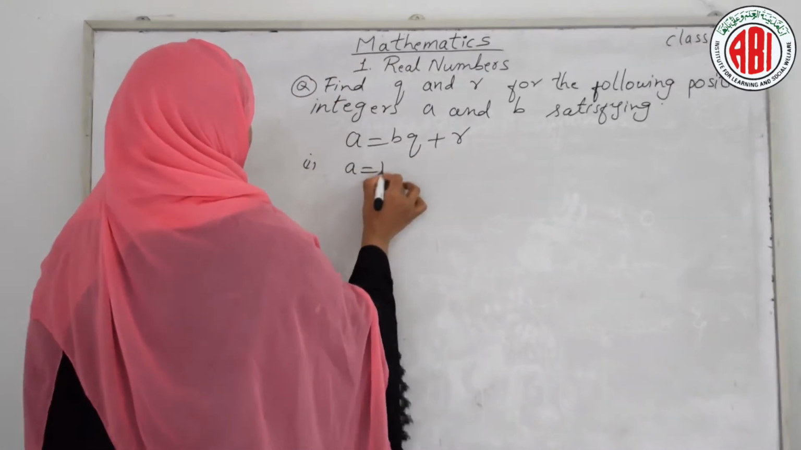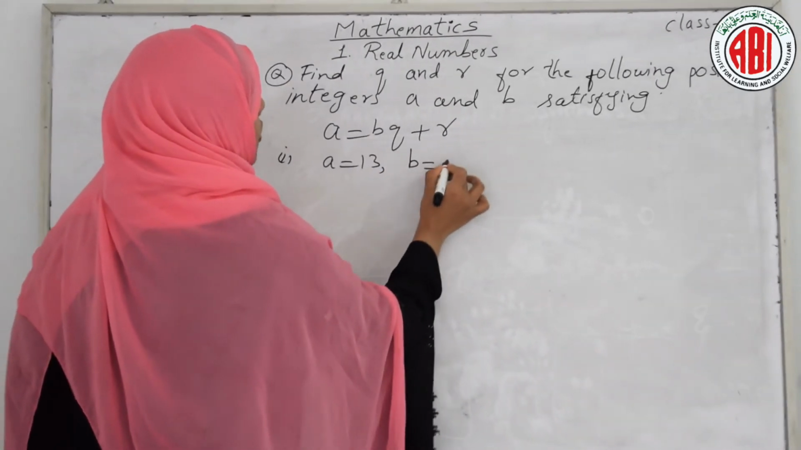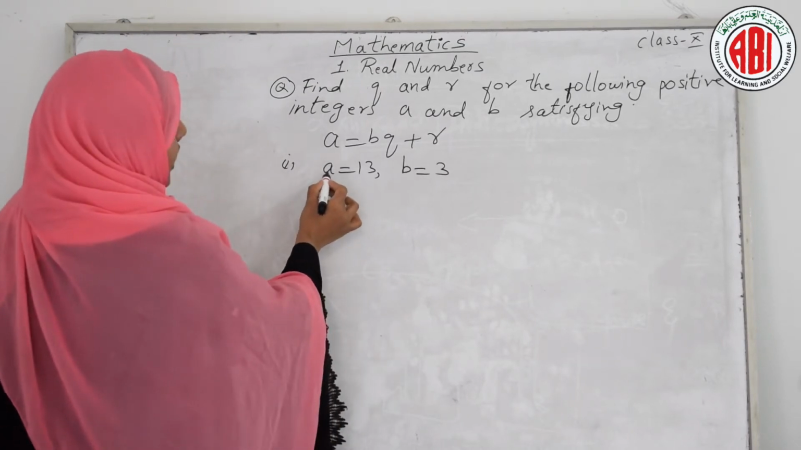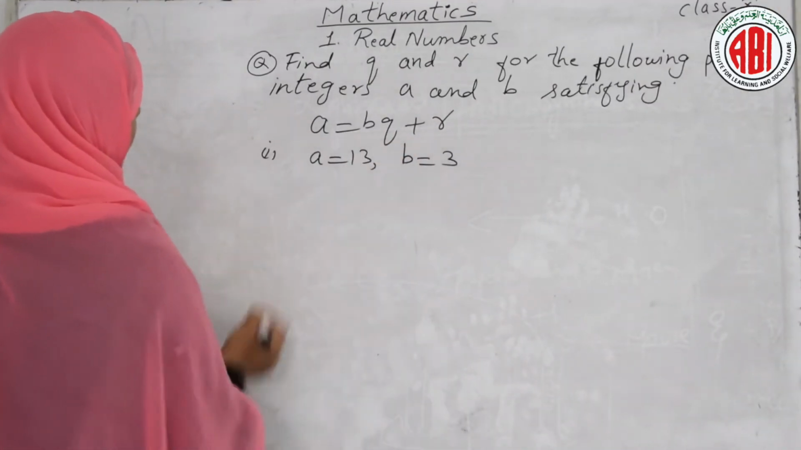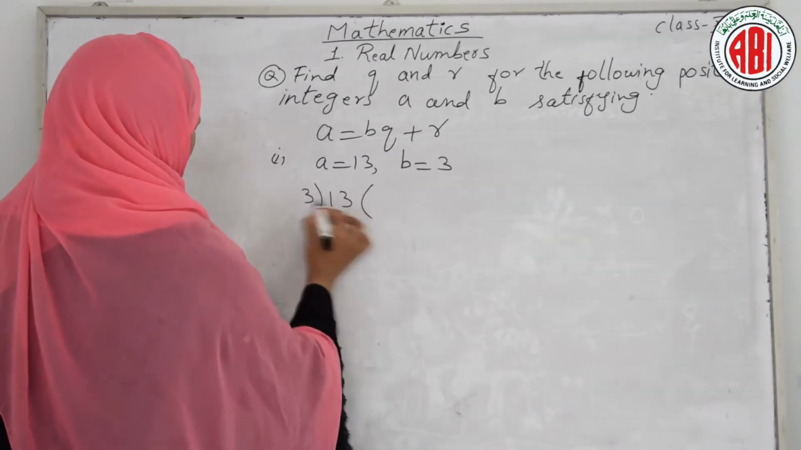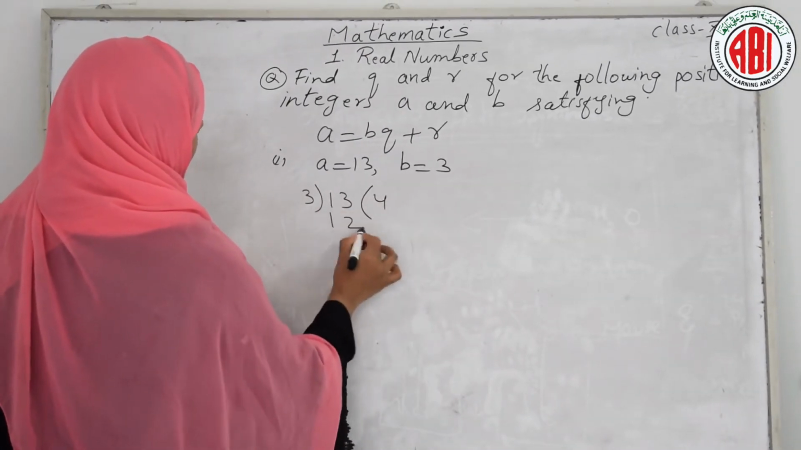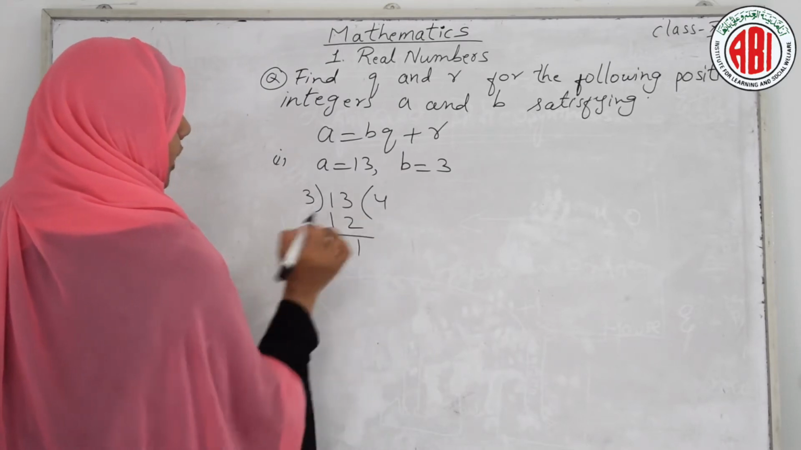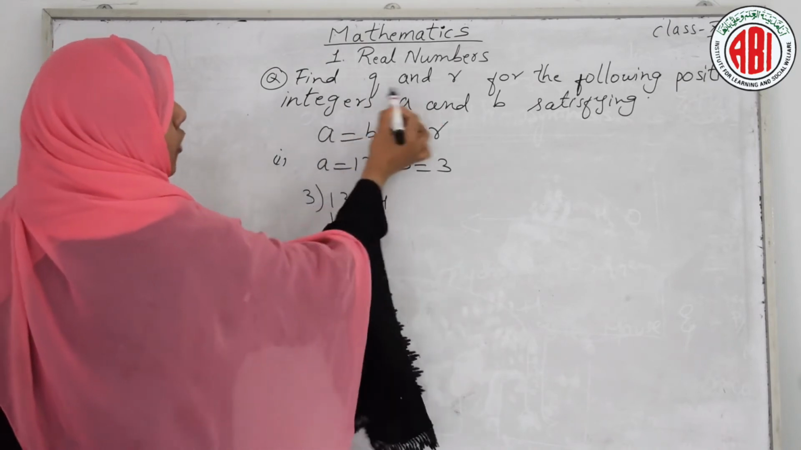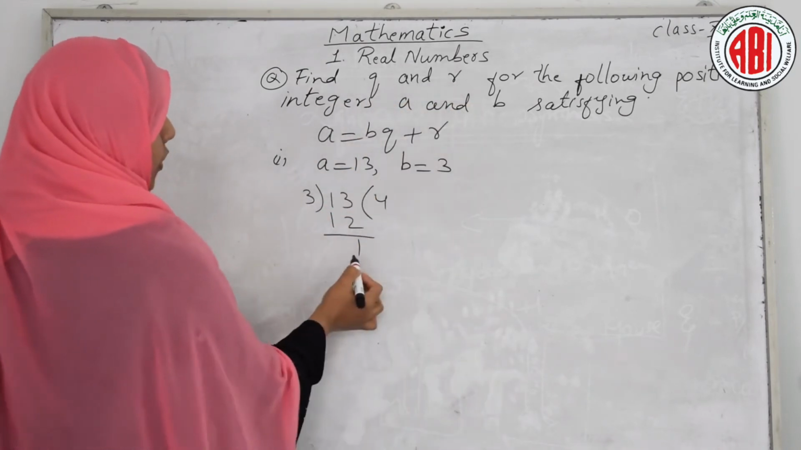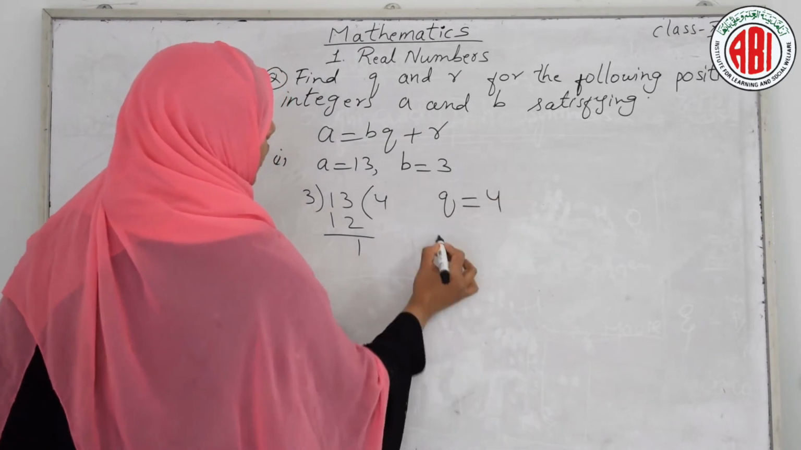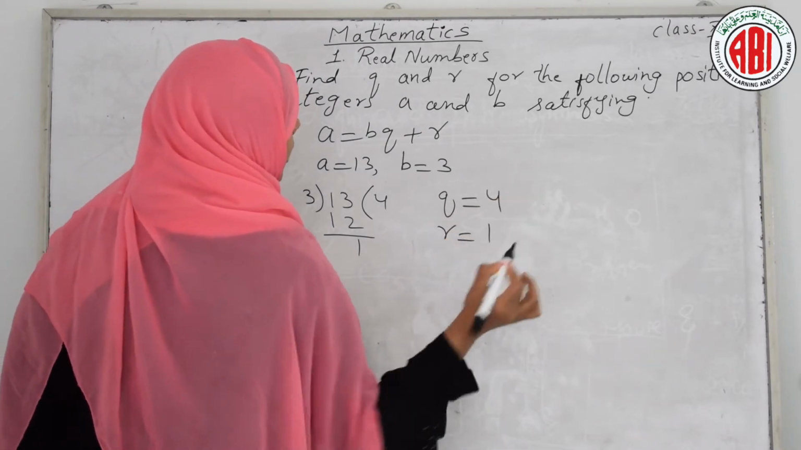Take A equals 13 and B equals 3. So here we will take A as a dividend and B as a divisor. So let us divide. 3 4s are 12, 13 minus 12 is 1, remainder is 1. Here Q is the quotient, we have to find Q and R. So Q is 4 and R is 1.